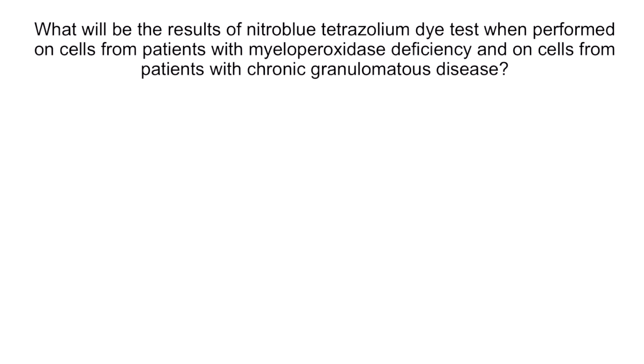What will be the results of nitroblue tetrazolium dye test when performed on cells from patients with myeloperoxidase deficiency and on cells from patients with chronic granulomatous disease? Examiners often mention the results of nitroblue tetrazolium dye test to help students distinguish myeloperoxidase deficiency from chronic granulomatous disease on exams. Recall from our discussion earlier that this test assesses phagocytes for the presence of NADPH oxidase.